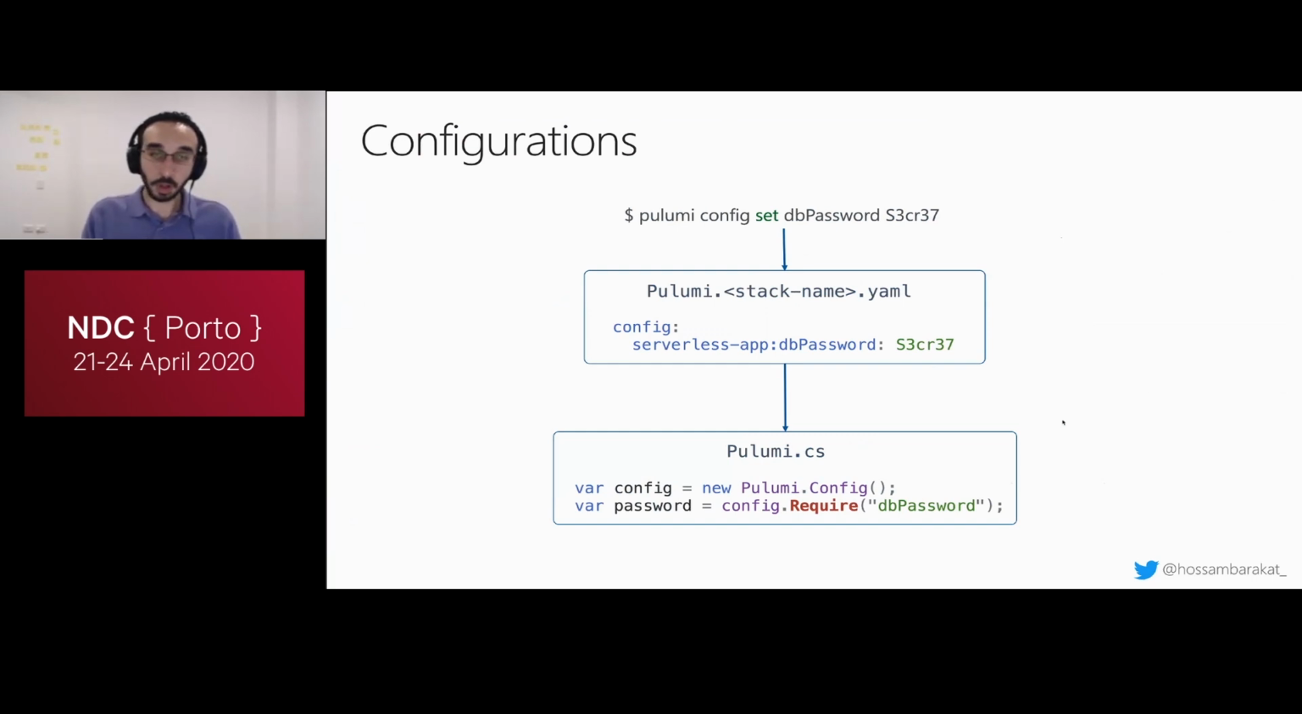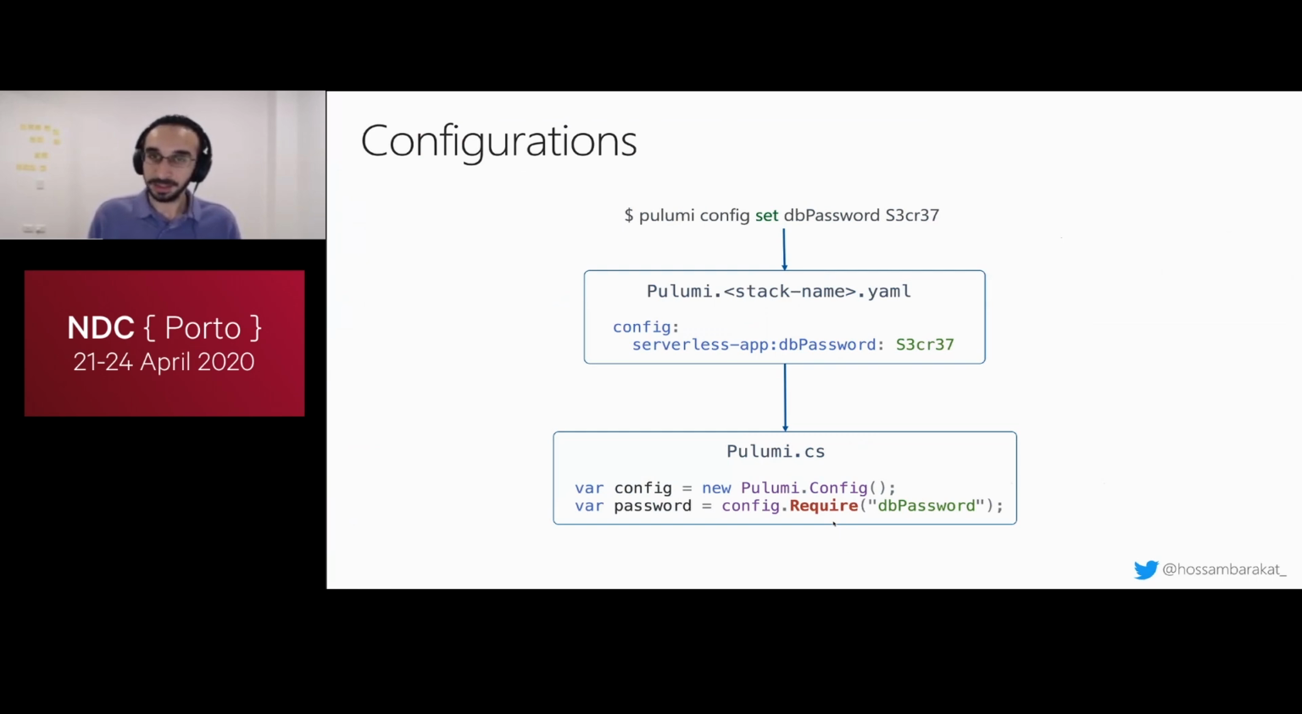So once I call pulumi config set, it will automatically update the environment stack YAML file, and this will set the key that I have provided with its value. And I can access the value of this stack by using pulumi.config and config.require, just creating a new instance and reading the values from that YAML file.